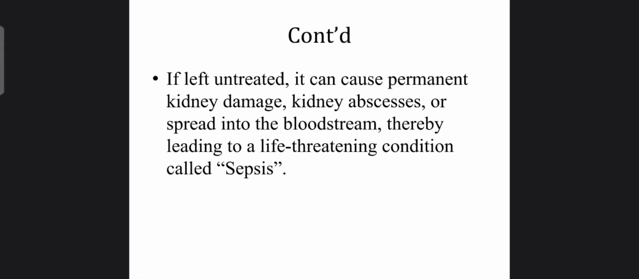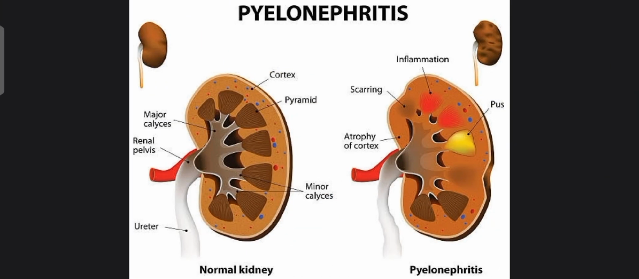So, if it's left untreated, it could cause permanent kidney damage, kidney abscesses, or it could also spread into the bloodstream, thereby resulting in what we call sepsis, which is a life-threatening condition. That's blood infection. So, you could see a clear image of a normal kidney as well as a pyelonephritic kidney. You could see inflammation, scarring, atrophy of the cortex of the kidney, as well as collection of pus within the renal medulla.